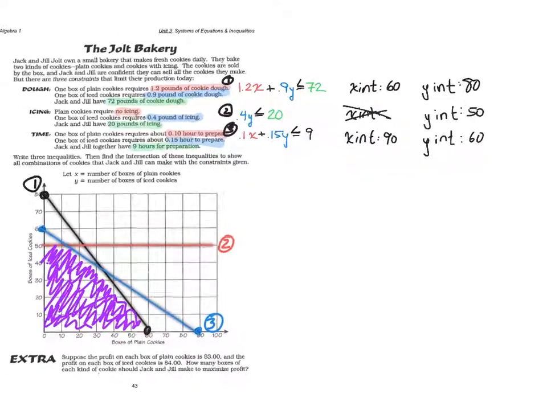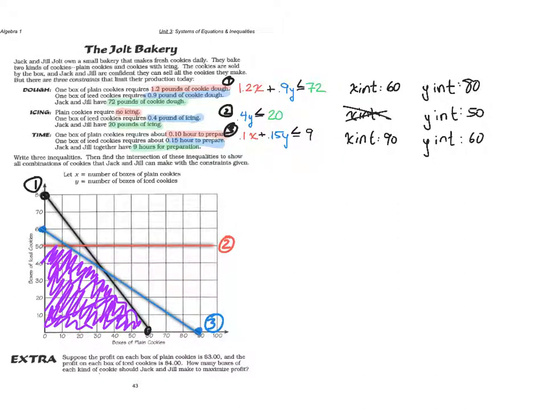All right. Now, sometimes they ask that little follow-up question that says, suppose the profit on each box of plain cookies is $3, and the profit on each box of iced cookies is $4. How many boxes of each kind of cookie should Jack and Jill make to maximize profit? Well, that's a different story because that requires you to think about the money aspect of it. But anything in this region is gonna lead to a profit because everything's gonna work out.